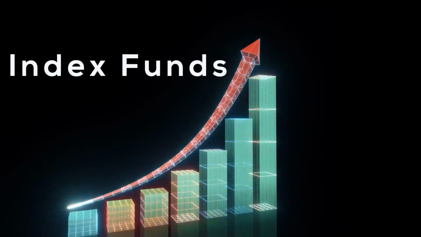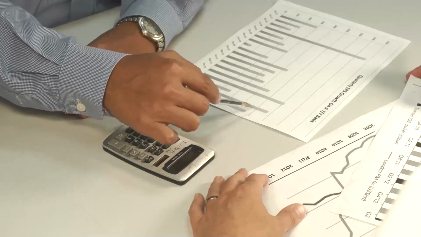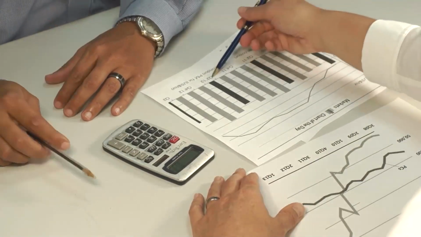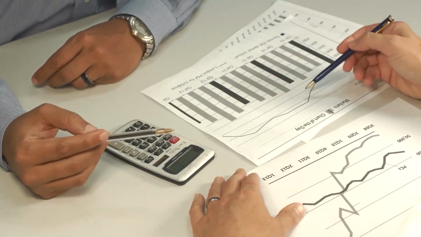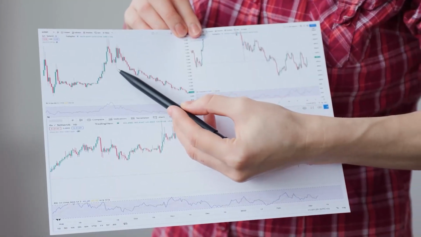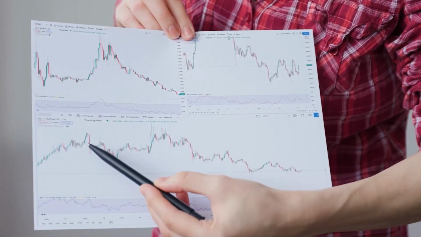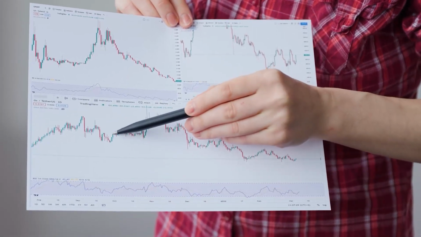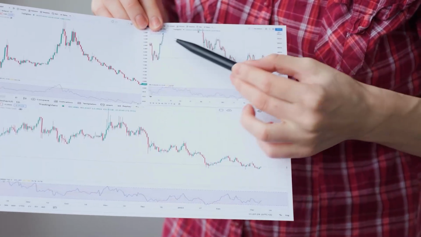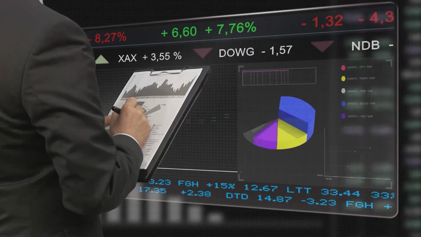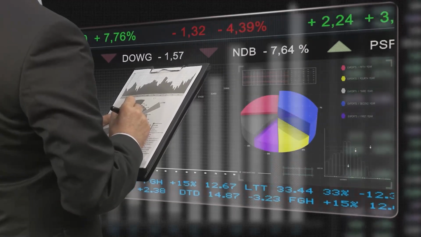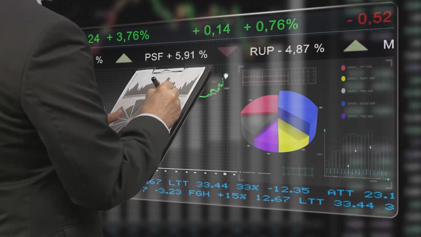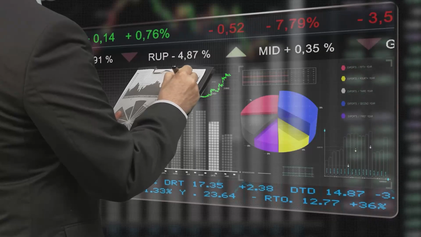Index funds. An index fund is a portfolio of stocks or bonds designed to mimic the composition and performance of a financial market index. Index funds seek to match the risk and return of the market based on the theory that in the long term, the market will outperform any single investment. For example, S&P 500 index funds are mutual funds or exchange-traded funds, ETFs, that passively track the Standard & Poor's 500 index.